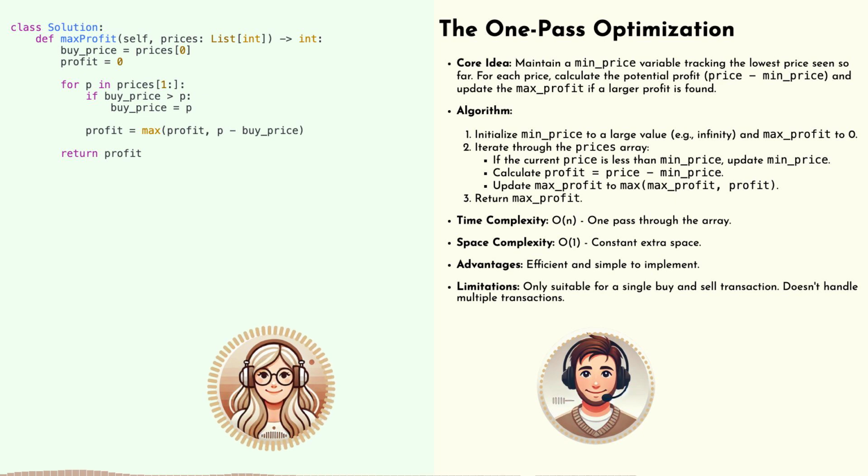It's a type of algorithm called a greedy algorithm, where we make the best decision at each step without looking back. So if we see a price lower than our current minimum buy price, we update our minimum.